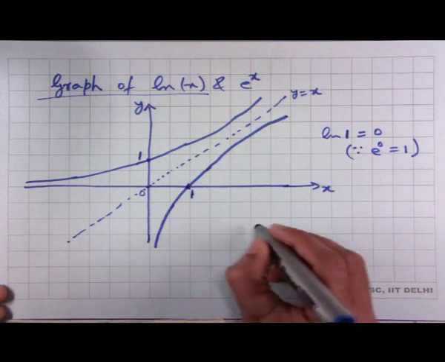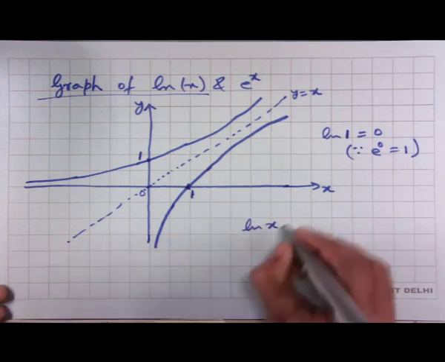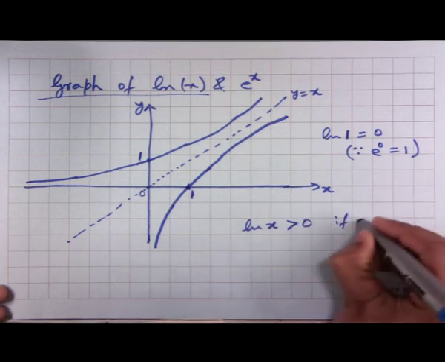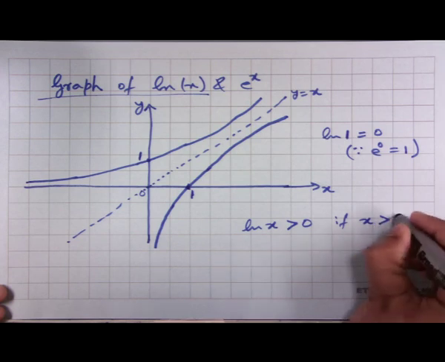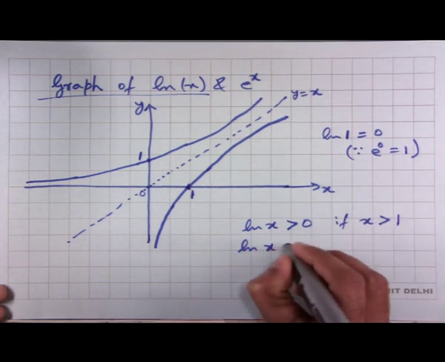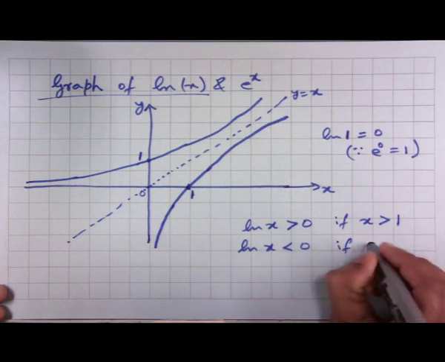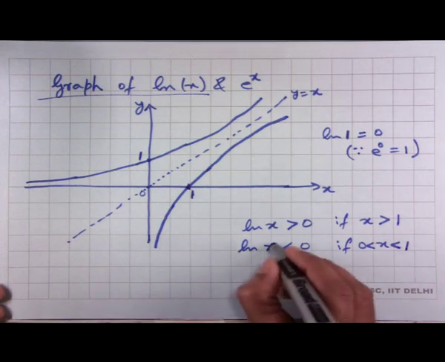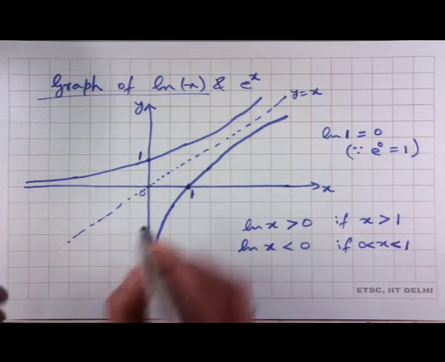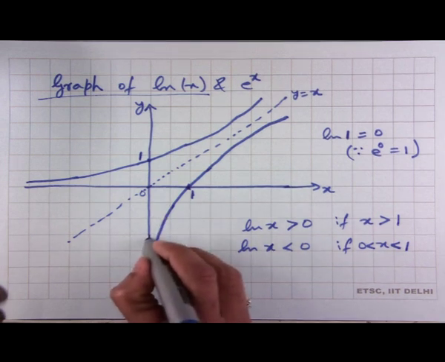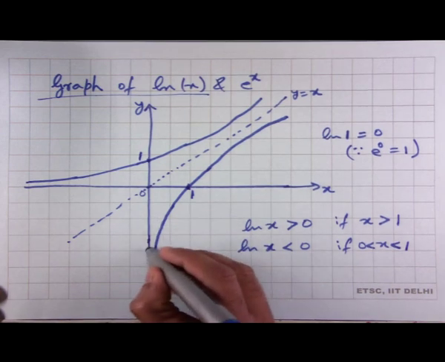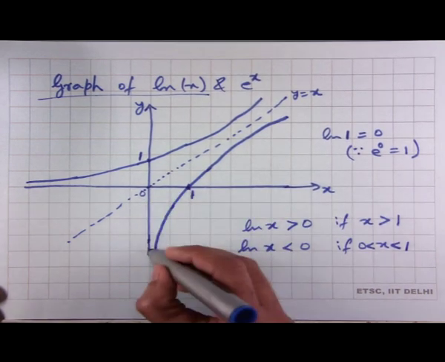Note that ln of x is positive if x is greater than 1, and ln of x is negative if x is less than 1. And of course, ln x is defined only for positive x. So, it is undefined for x less than or equal to 0, and this goes to negative infinity as x goes to 0 from the right.